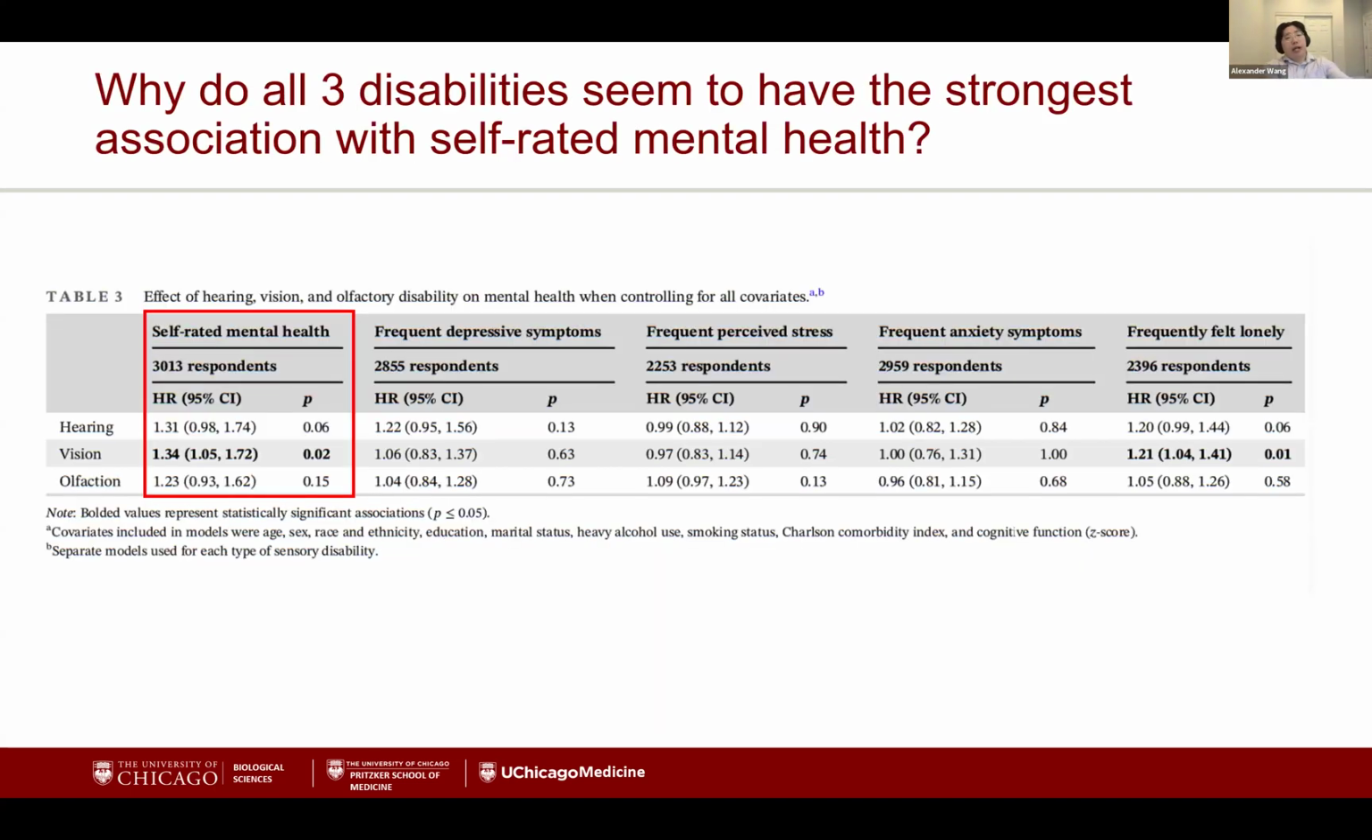The next question that I had is about the effect size, right? Why were all three of the sensory disabilities significant or not? Why was the effect size the largest for self-rated mental health?